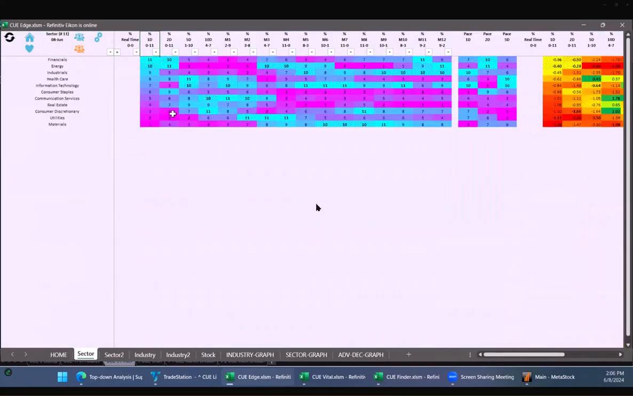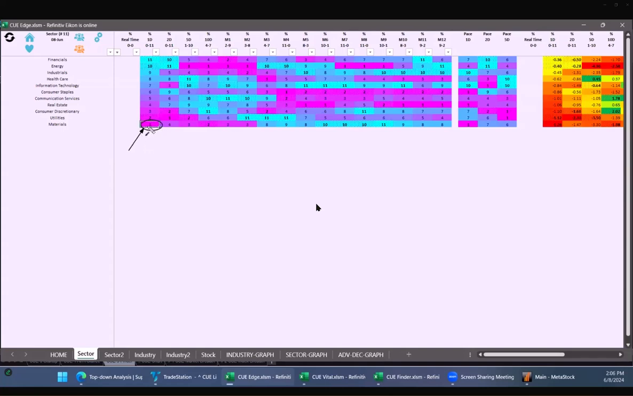Sort by one day performance. What are the weakest two sectors? Utilities and materials. Once you get used to them, you get used to them instantly. I know materials is the one to look for shorts.